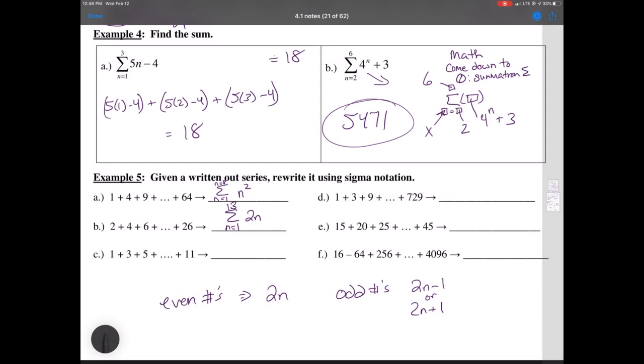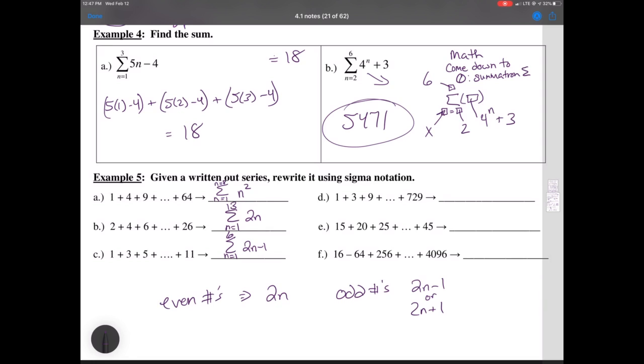The next set is 1, 3, 5, and 11. These are our odd numbers, so we'll use 2n minus 1. We'll let n equal 1 to begin with, and so all the way up to 11, so that means it would have to be 6 as our top number because 2 times 6 is 12 minus 1 gives us 11.